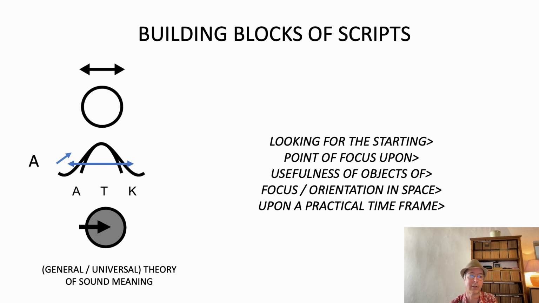So where does it start? The A point is then my first focus on every object that I'm going to use for the same purposes. So I have to look for the starting point. Where is the local starting point? What can be useful for all the objects to start from? So in which space does it happen? And you also have to put it onto a practical time frame. This is the way of thinking how the building blocks of the language and of the sounds and of the letters are always built upon.